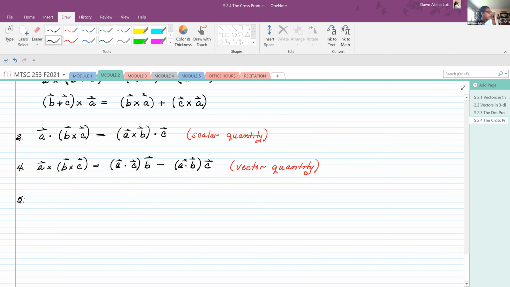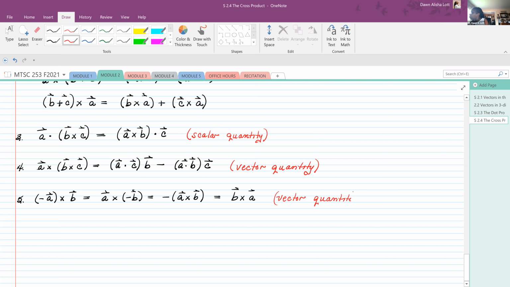Number 5. Oh, this one's easy. If I have minus the vector A and I cross it with the vector B, that is the same as if I took the vector A and crossed it with minus B. But that's also the same as if I took negative A cross B, but this is the same as B cross A. This is also a vector quantity. Okay.